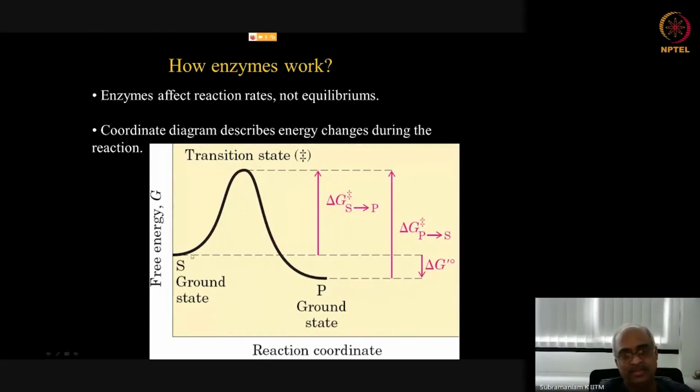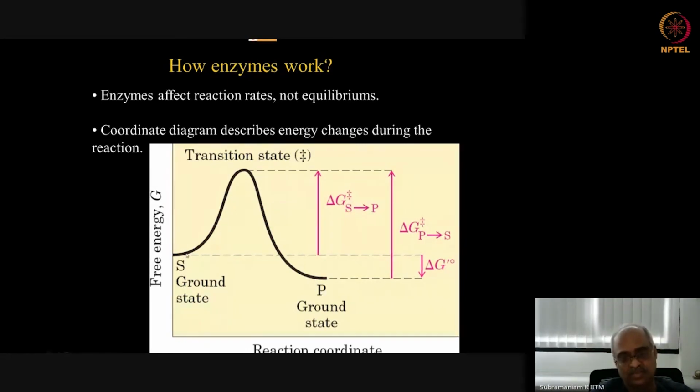But then it's not going to spontaneously go from S to P. Instead, for that change to happen, it has to cross this transition state, which is at a much higher energy level, and it has to cross this barrier. We often call this the activation energy barrier. The energy required to reach here, that's the activation energy barrier. And from there, once it is taken there, it can come down to the ground state.